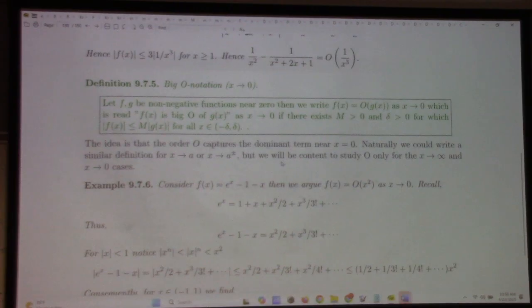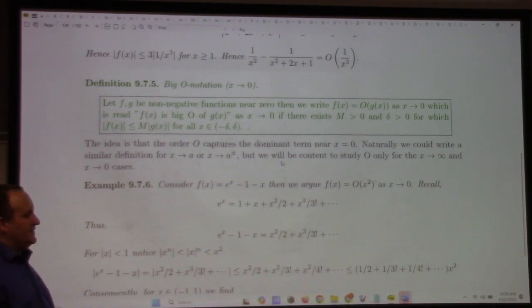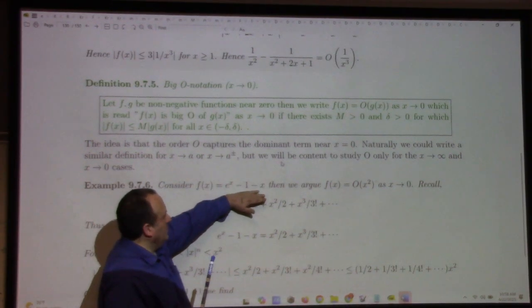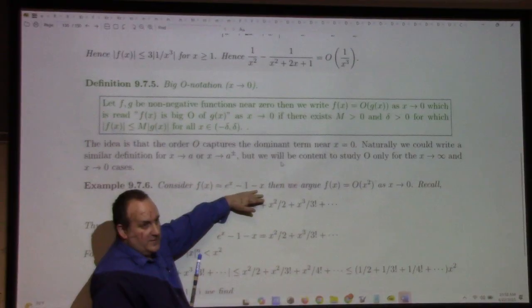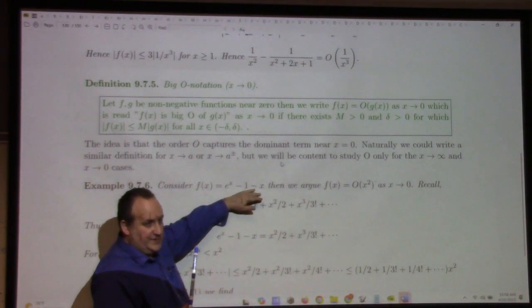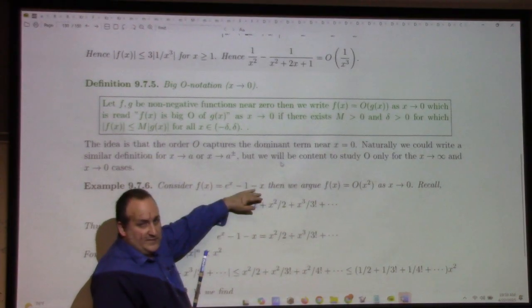So here I'm looking at e to the x minus 1 minus x, right? Now, if you have a good intuition for this, you should look at this and go, oh, that's just x squared over 2 plus stuff, right? If you're thinking that way, you're thinking how you should from Calculus 2. In Calculus 2, you learn series and sequences.